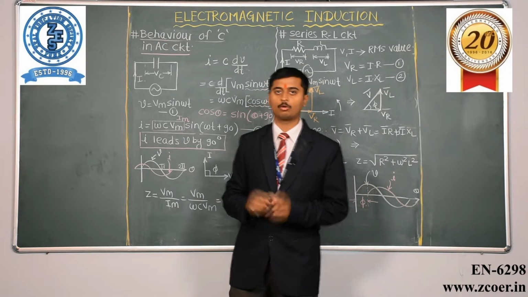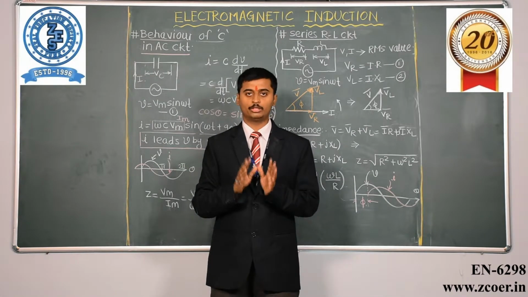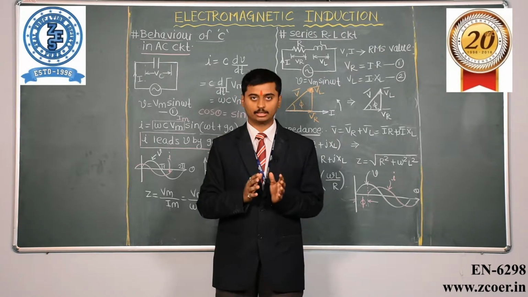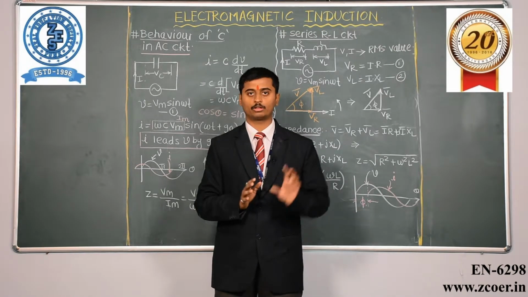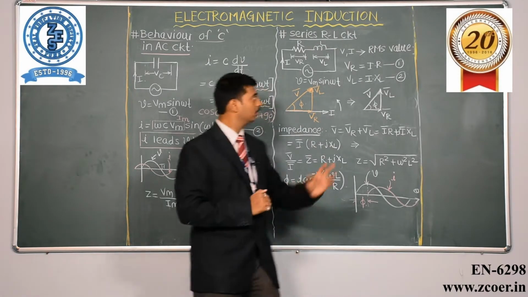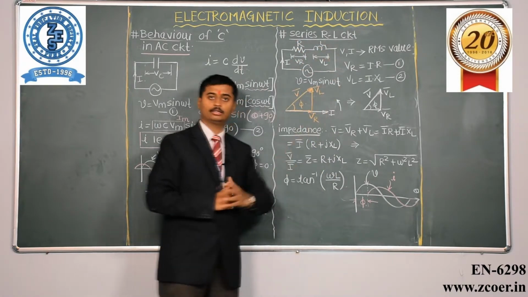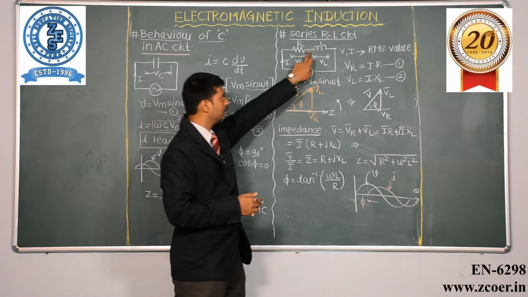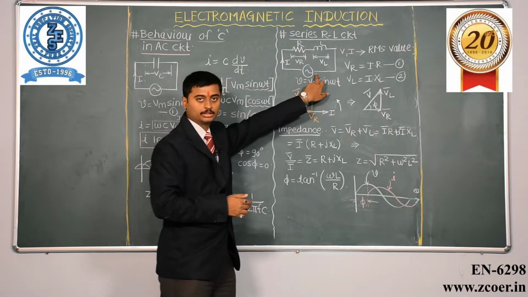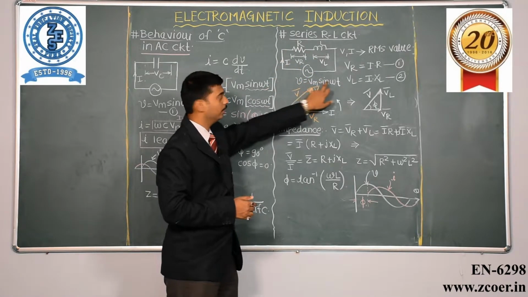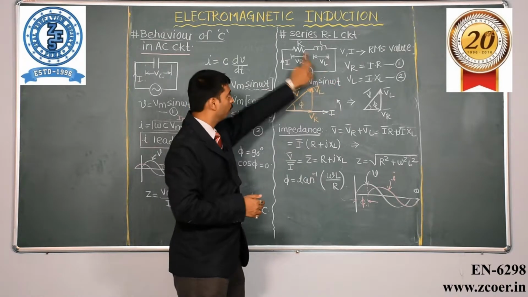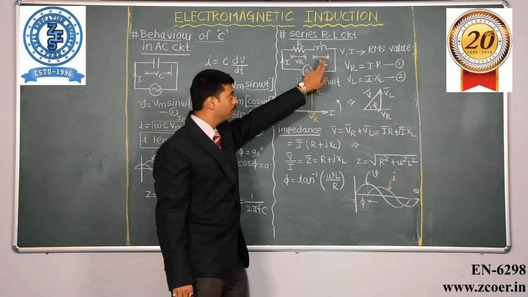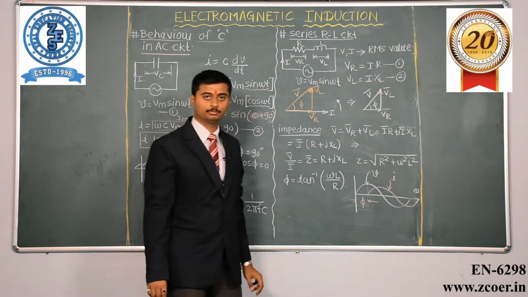Now we will move toward the combination of these three. Up till now we saw the response of resistance, the behavior of the circuit for inductance, and the behavior of the circuit for capacitance. Next is the series RL circuit, which consists of a resistance and an inductance connected in series, and across it an AC voltage is connected, given by V equals Vm sin omega t. Let the voltage across resistance be VR and the voltage across inductance be VL; V and I represent RMS values.